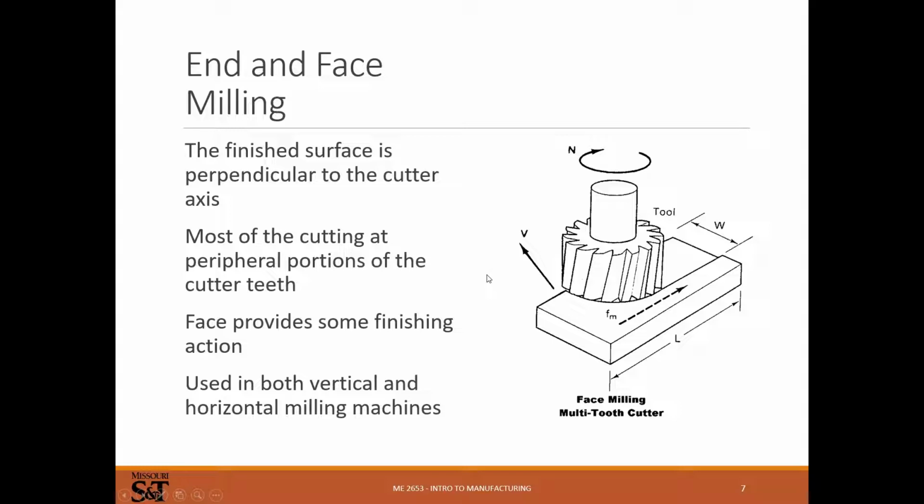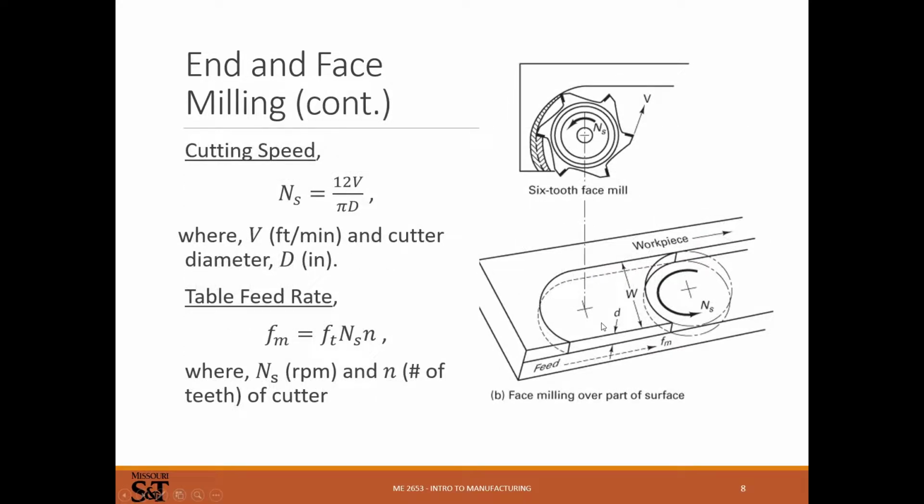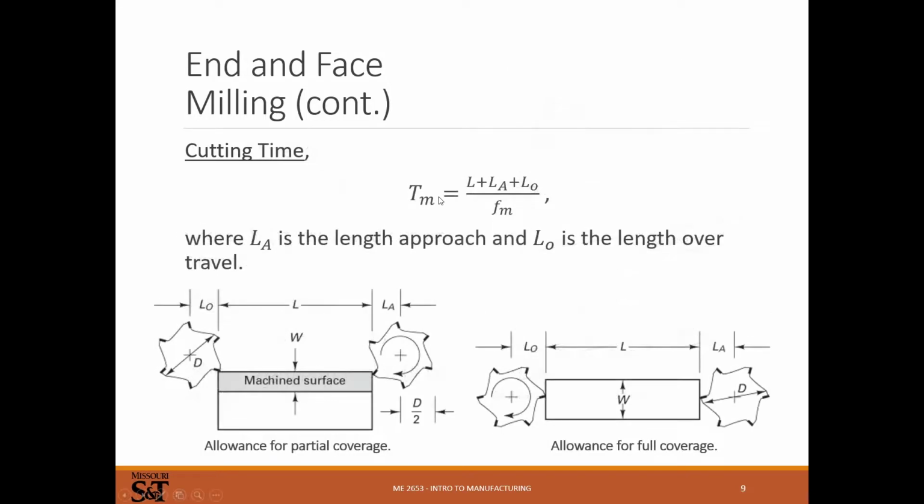One thing here is we might have a width of cut that's less than our cutter diameter, so we'll need to take that into consideration when we're doing the math. So cutting speed's the same, 12 times V over pi times D. Table feed's the same, nothing new there. So these calculations are just as easy as the other ones.